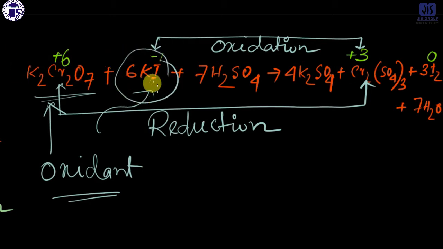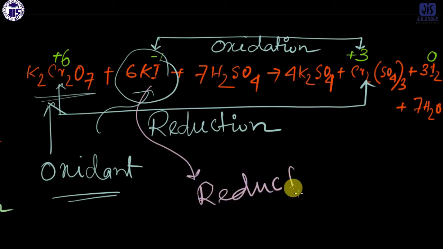On the other hand, KI is the example of a reductant because it reduces the K2Cr2O7 and is itself oxidized. So in this way we have to predict where oxidation occurs, where reduction occurs, which is the oxidant, which is the reductant, etc.